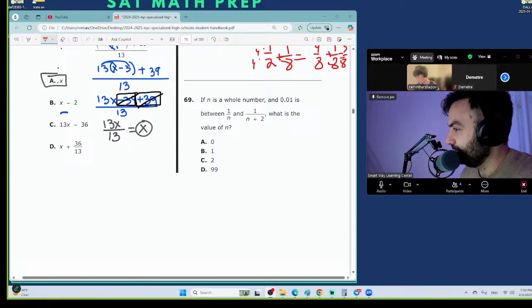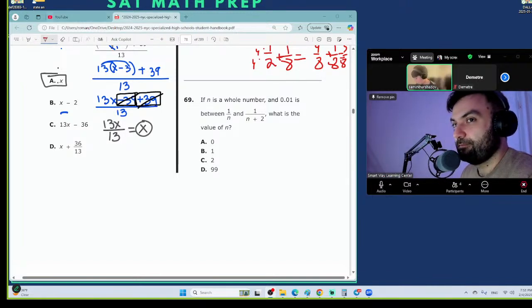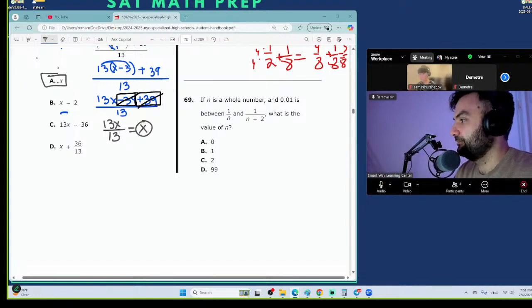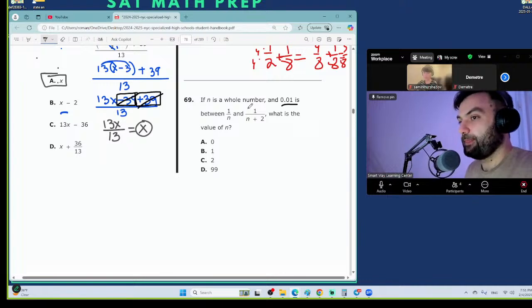If n is a whole number and 0.01 is between 1 over n and 1 over n plus 2, what is the value of n? So what are they saying? They're saying that 0.01 is in between 1 over n and 1 over n plus 2, right?